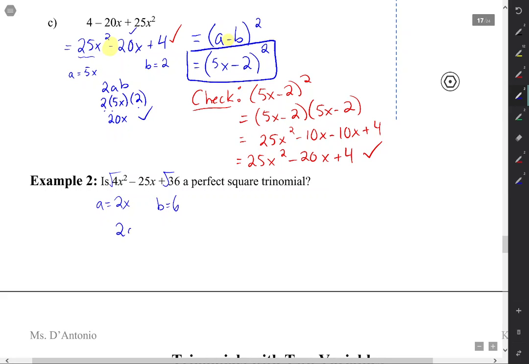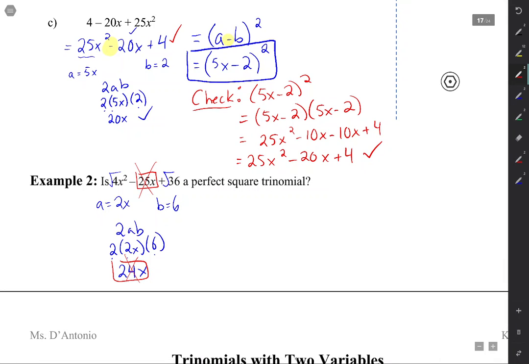Now let's see what 2ab is equal to. That would be 2 times 2x times 6. So 2 times 2 is 4, times 6 is 24. So in the middle here, we would have 24x. Does that match our expression? No, it doesn't. We have 25x in the middle here. So it does not match. And because those don't match, this is not a perfect square trinomial.